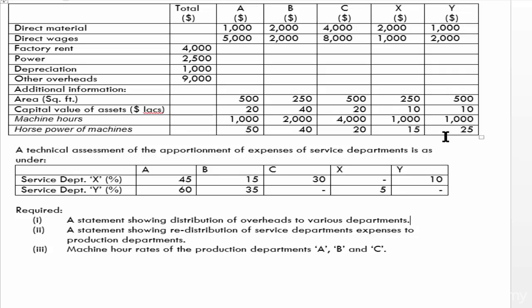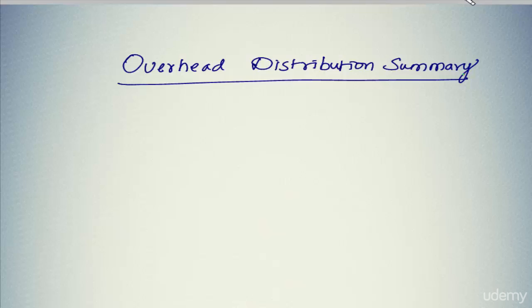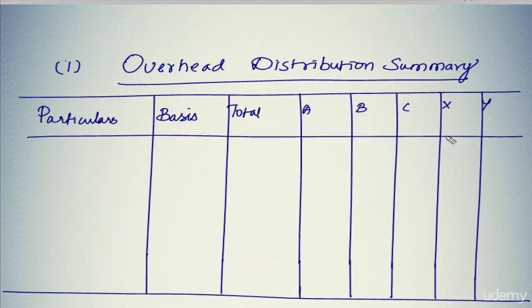So we'll get started. First we have to prepare this overhead distribution summary, that is our question 1, and for that we have to prepare a table. This can be the table structure. So let's allocate or apportion each and every item.